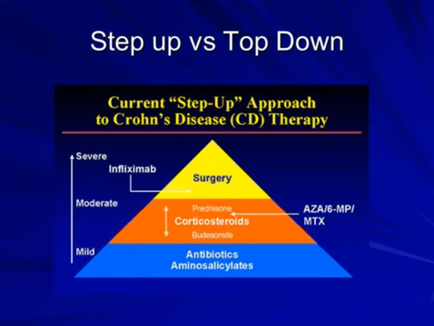Top down basically says that this pyramid should be flipped upside down and we should start with more aggressive therapy first. And the thinking behind that is based on the fact that if you do that, you may be able to change the natural history of the disease and therefore better be able to prevent hospitalizations, surgeries, flares, and complications of the disease.